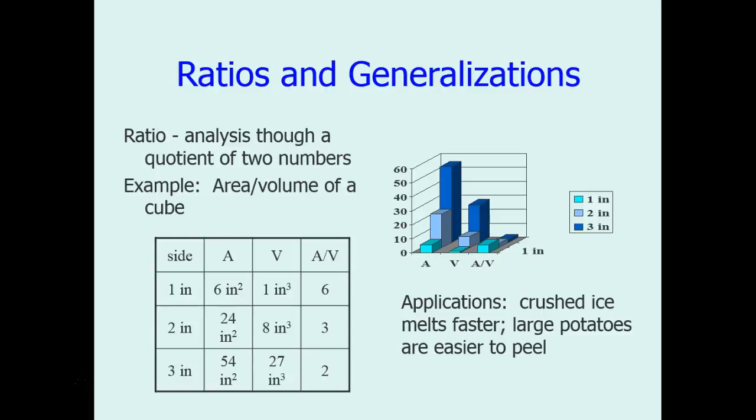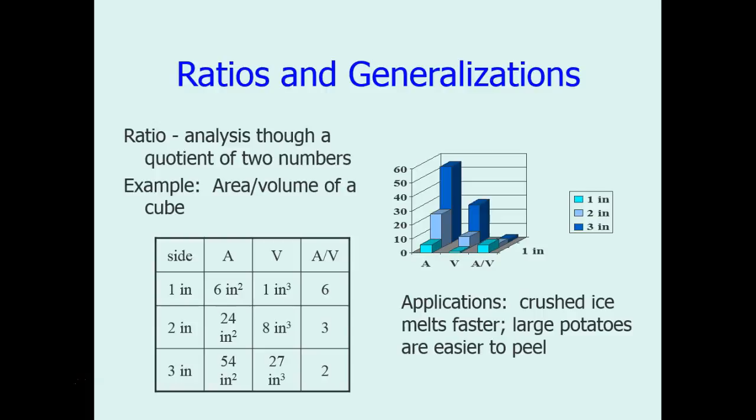But yeah, so here's a graphic showing that very same thing. If you have a 1 inch per side cube, then the area to volume ratio of that is 6, and it goes to 3 and to 1. This is a tough graph to read. Okay, I see it now.